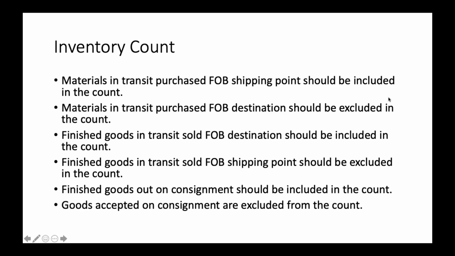Other guidelines in counting of inventory: materials in transit purchased FOB shipping point included. If it is destination, excluded. But finished goods transferred out or sold FOB destination is included, while FOB shipping point is excluded. Finished goods out on consignment are included in our count, while goods accepted as a consignment are excluded from our count.